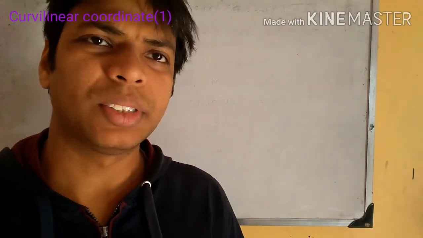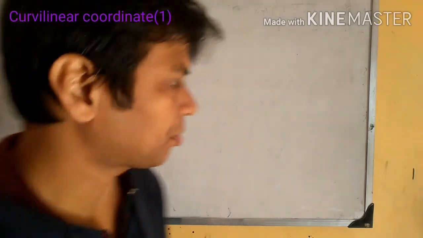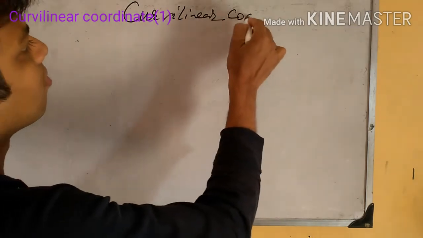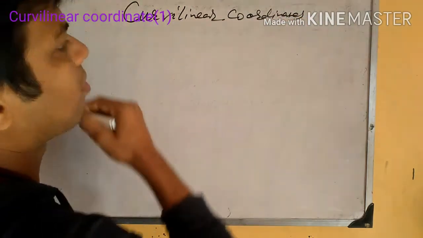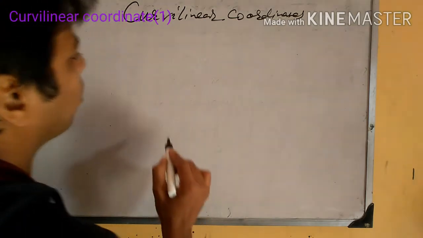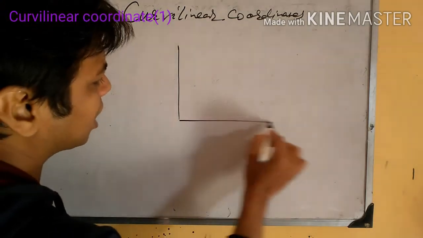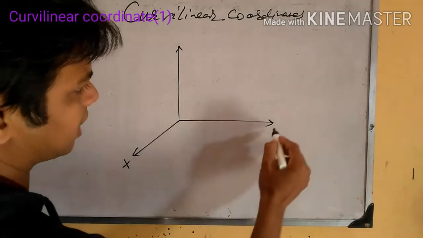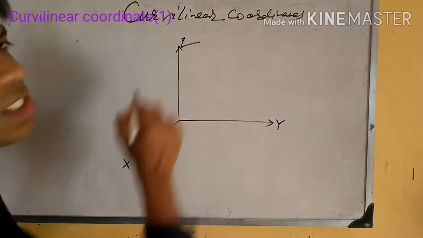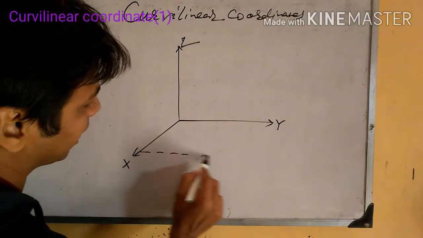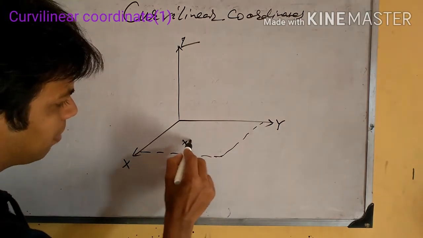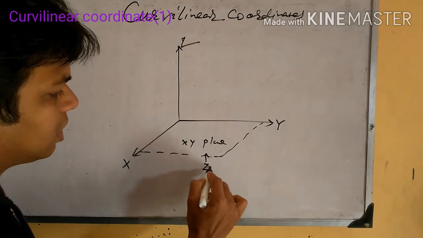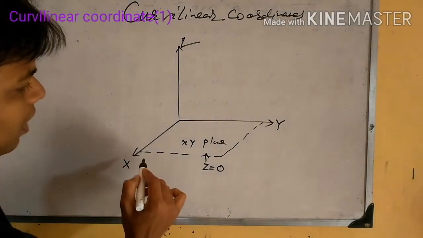Let's start with curvilinear coordinates. Firstly, we know that in a Cartesian coordinate system, if we take this axis as the x axis, this is the y axis and this is the z axis, then this plane is the xy plane and this plane is also called the z equals 0 plane.